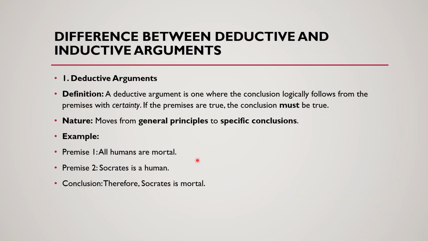There is also another important thing that you should understand about the difference between the deductive and the inductive argument. The deductive argument refers to an argument where the conclusion logically follows from the premise with certainty. What we mean here is that the conclusion is true because the premises give us the argument that we cannot deny at the end.